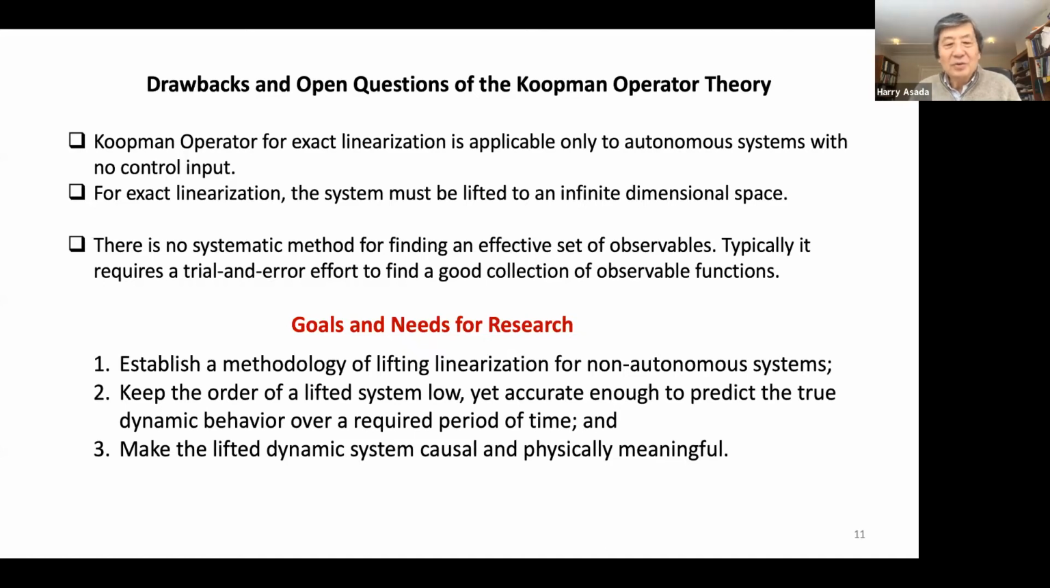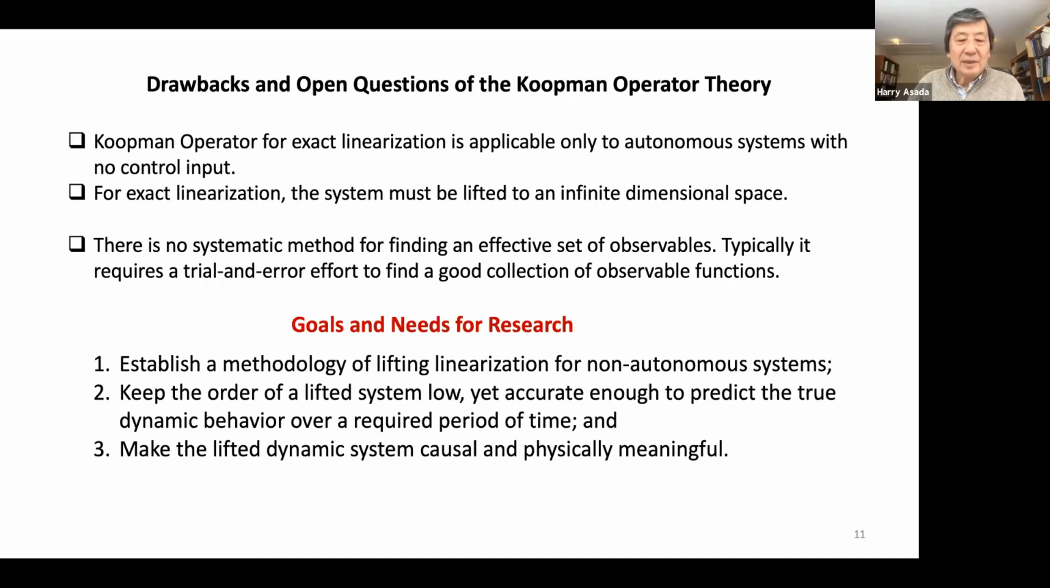So the goals and needs for research, being done by many groups, are, number one, to establish a methodology of lifting linearization for non-autonomous systems having controls. And number two, keep the order of a lifted system low, yet accurate enough to predict the true dynamic behavior over a required period of time. It's impossible to build perfect systems that can go on forever perfectly. But if you limit the time span, like a shelf life, during which the system must behave accurately, then it is usable.